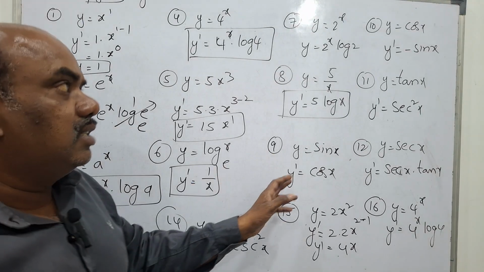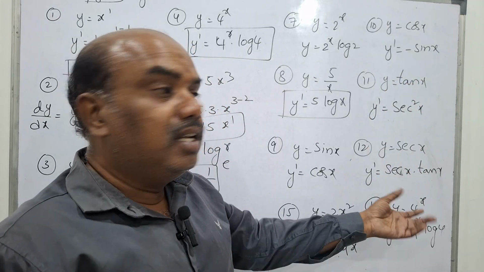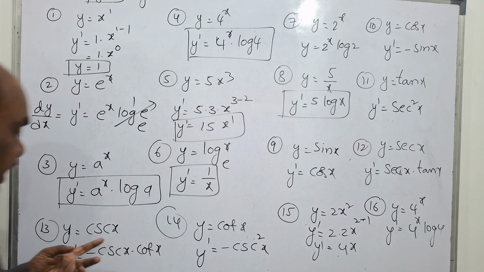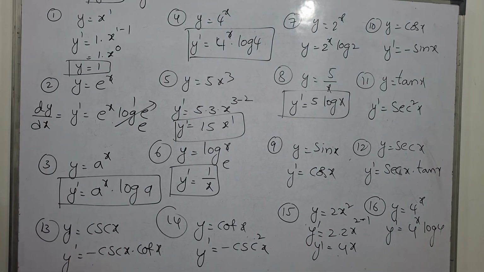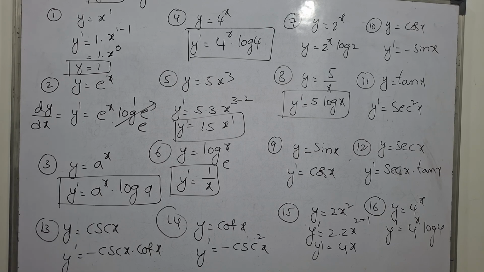Sin x, cos x; minus sin x; tan x, secant square x; secant x into tan x; cosec x, minus cosec x into cot x; cot x, minus cosec square x. These are the differentiation of different variables. Please note down, very important beta.